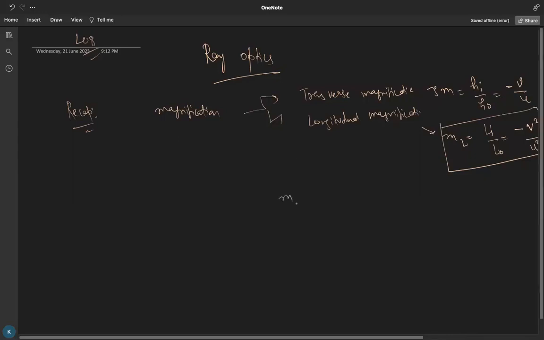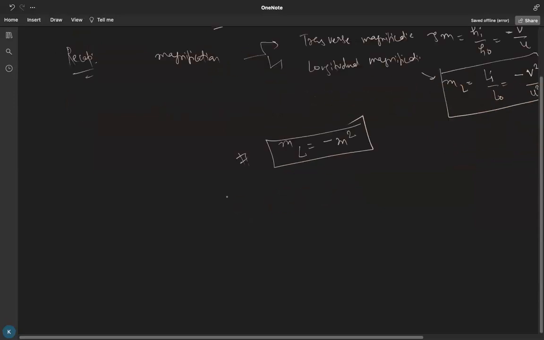So these are the formulas that we derived in our previous classes, and we get a very good relation between longitudinal magnification and transverse magnification, and the relation is ml is equal to minus m square, right? Here we also told what the negative sign represents. So the negative sign is representing the inversion of the image, right? So these are the things that we discussed in our previous class.